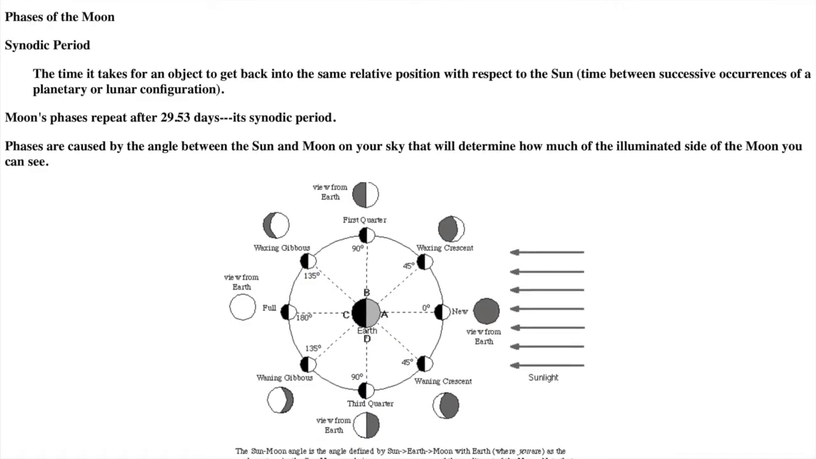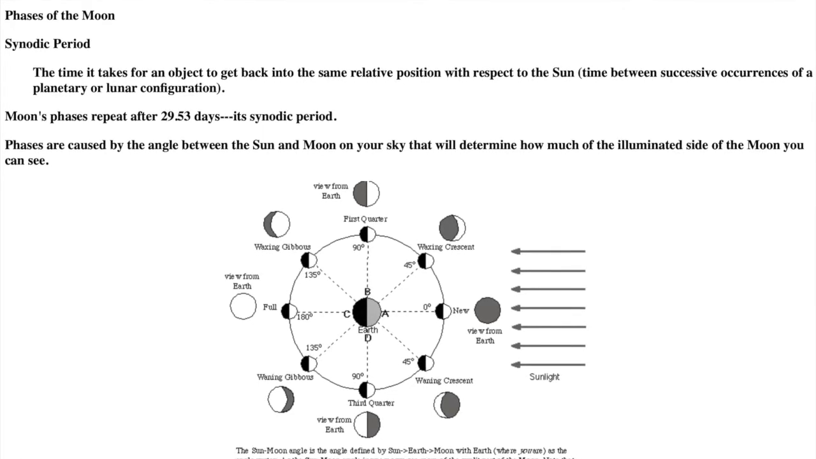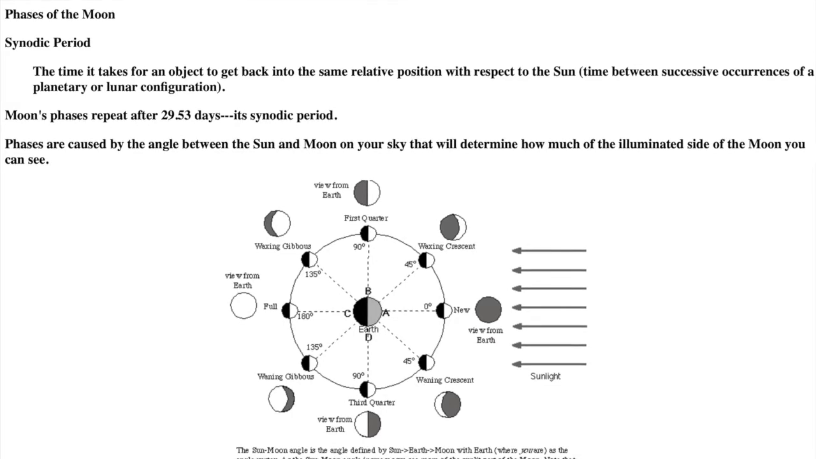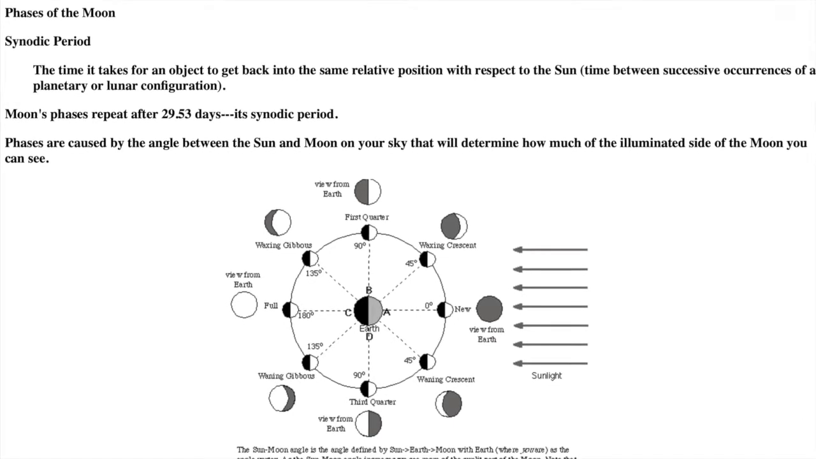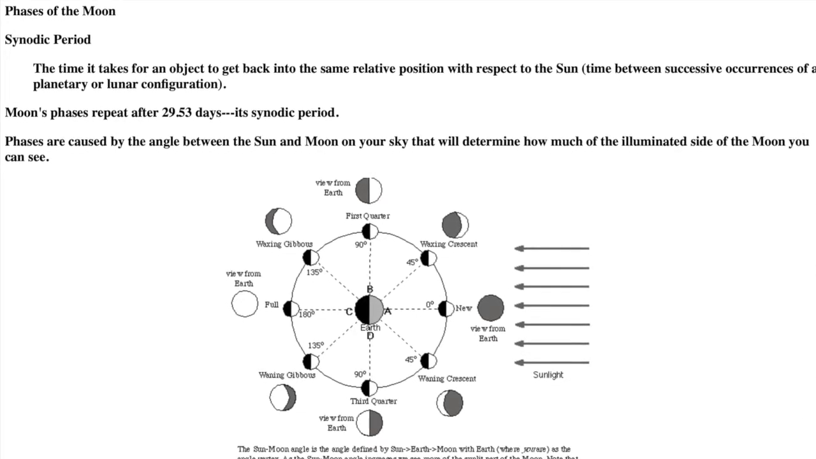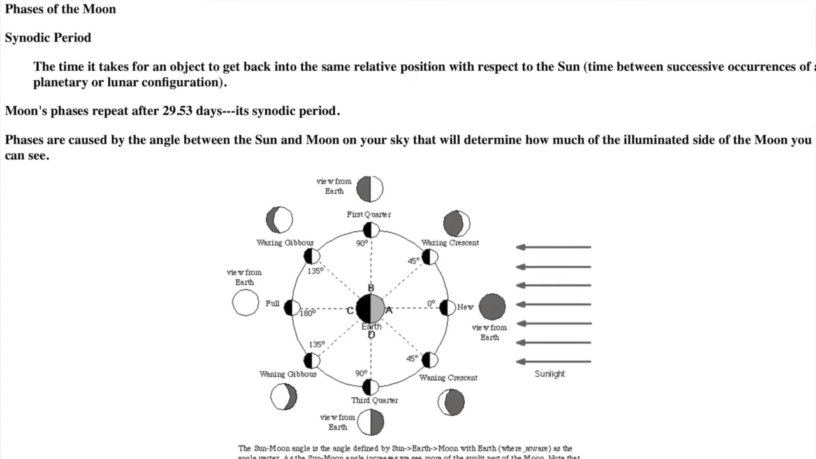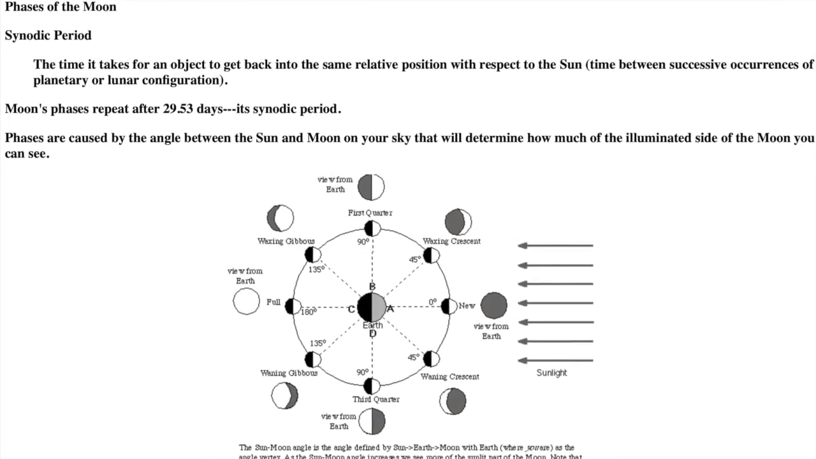The phases of the moon are caused by the changing angle between the sun and moon on our sky. That changing angle between the sun and moon on our sky changes how much of the lit side of the moon we see. The moon-sun angles are given in the inner ring of the drawing.